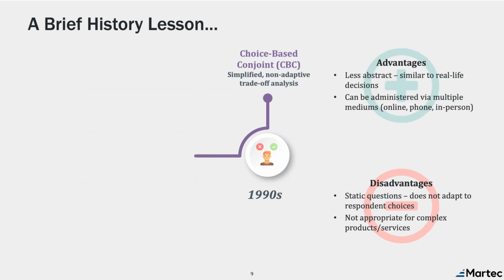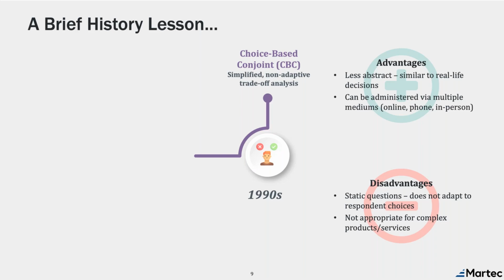The advantages for Choice-Based Conjoint, or CBC, are it is less abstract. It's more like a real-life product decision that customers may be making, and it can be administered via multiple mediums. It can be done online. If it's a fairly simple Choice-Based Conjoint, it can be done by phone or in person, because you don't have a huge list of different attributes to read to these respondents.